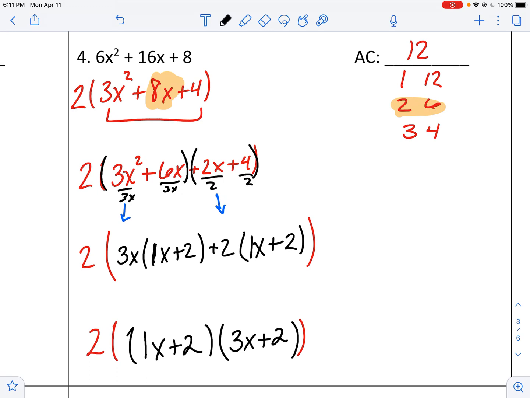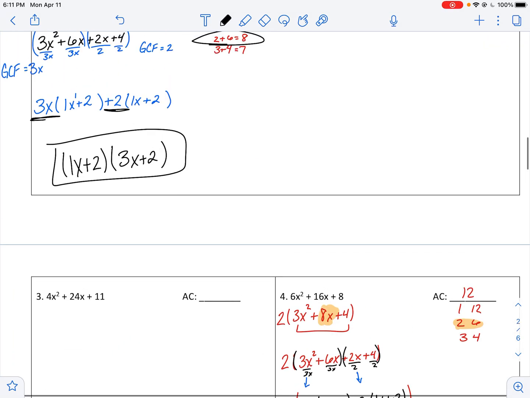Now it does not matter what order those 2 sets of parentheses are in. I could have 2 and 3x plus 2 times 1x plus 2. It doesn't matter how you arrange these two, as long as those are your 2 sets of parentheses.